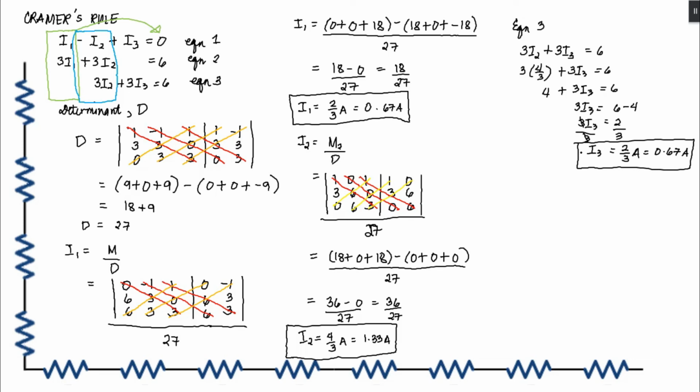So, solve mo na lang po dyan yung V sub 1 mo, V sub 2, at saka V sub 3. So, V sub 1, that is 2 volts. Tama? V sub 2, that's 4 volts. At saka V sub 3, that is 2 volts. Ladies and gentlemen, na-solve na po natin ang ating problem.